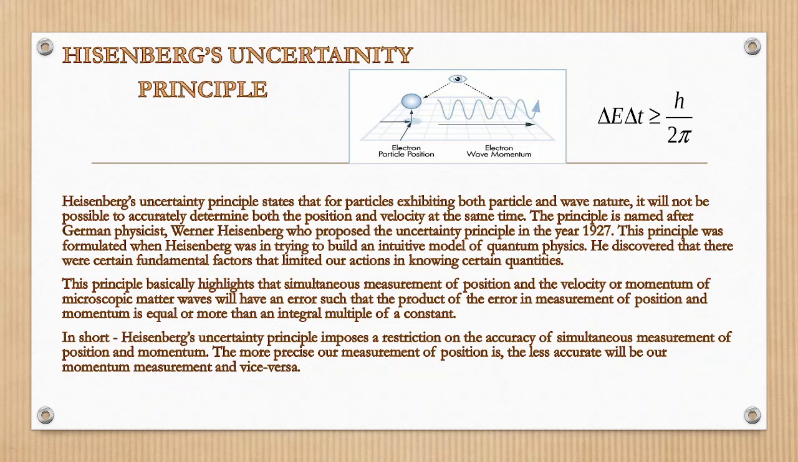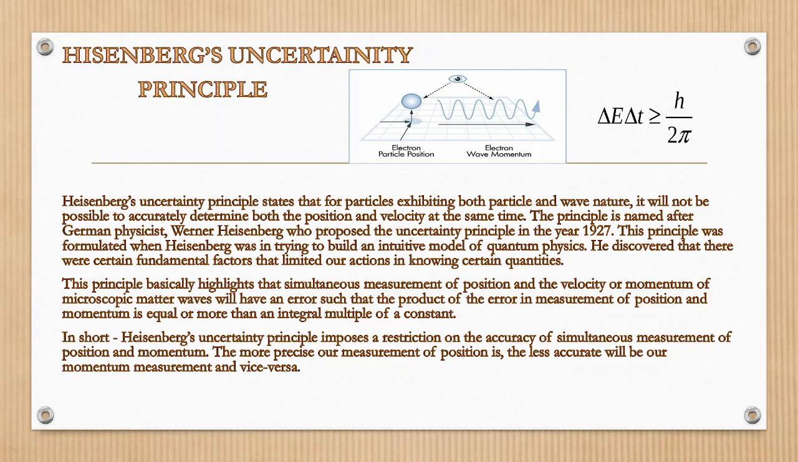He discovered that there were certain fundamental factors that limited our ability in knowing certain quantities. This principle basically highlights that simultaneous measurement of the position and the velocity or momentum of microscopic matter waves will have an error, such that the product of the error in measurement of position and momentum is equal to or more than an integral multiple of the constant. In short, Heisenberg's uncertainty principle imposes a restriction on the accuracy of simultaneous measurement of position and momentum. The more precise our measurement of position is, the less accurate our momentum measurement will be, and vice versa.